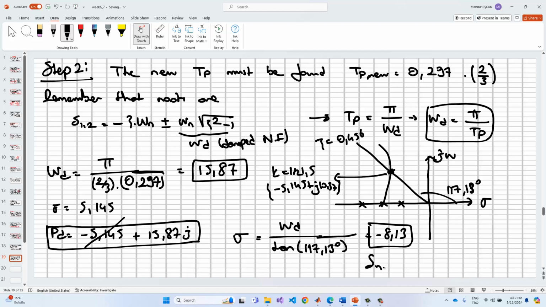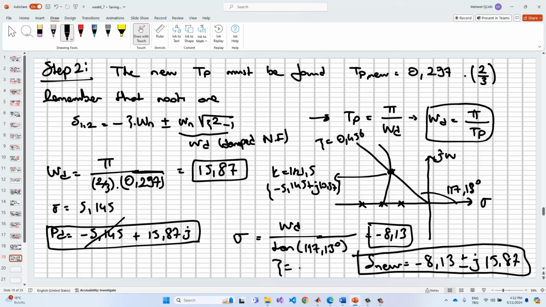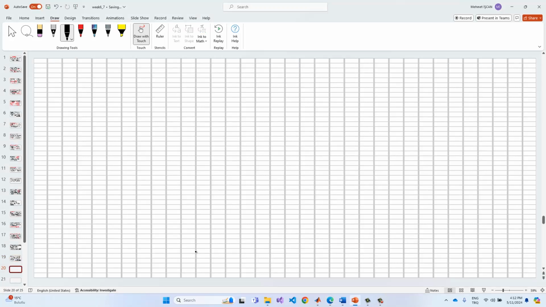And so S new should be equalized with minus 8.13 plus minus j 15.78, right? But remember that the zeta should be selected as this one. And so how can we change the real part of this term? Updating the omega n frequency values in here, just like this one. Okay? And so we need to add some zeros to change the transient response of the system, right?